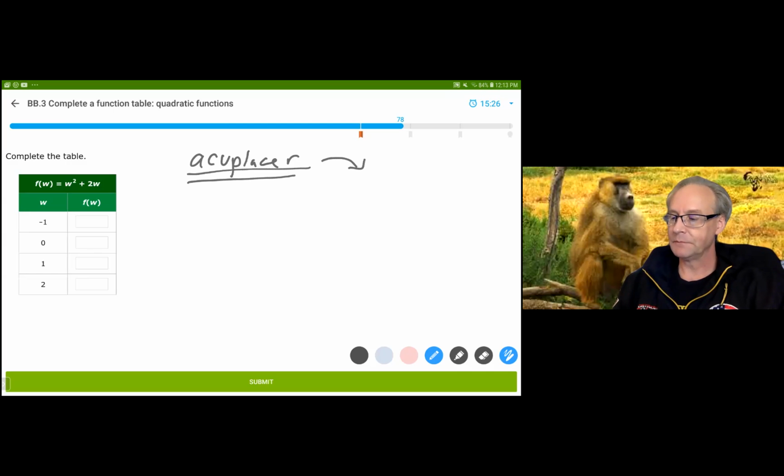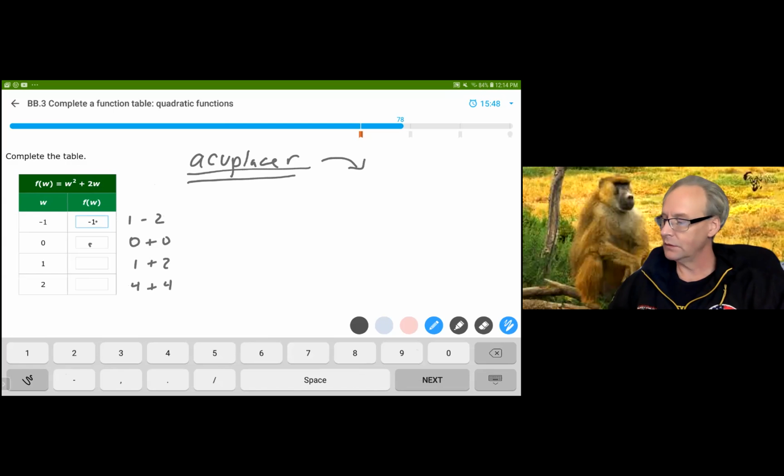Anyway, practice is good. This is going to be 1 minus 2. I'm just going to go ahead and put them in my head. I'm just putting in the w squared plus 2 times w. So this is going to be 0 plus 0. This one is going to be 1 plus 2. And this one is going to be 4 plus 4. So that's a negative 1, a 0. Oh, darn it. Let me get rid of this real quick here. Here we go. Sorry about that. That's a 0. This one's a 3. And I believe this one's going to be an 8. I don't think I made any mistakes there.